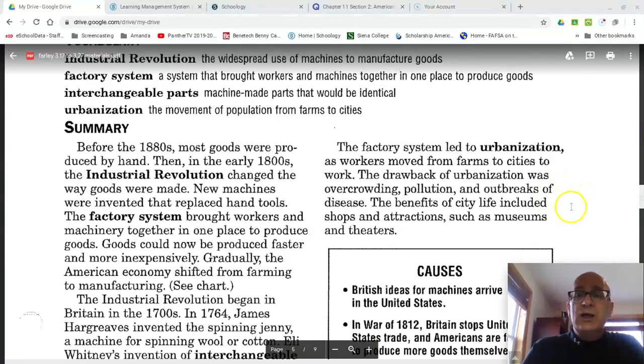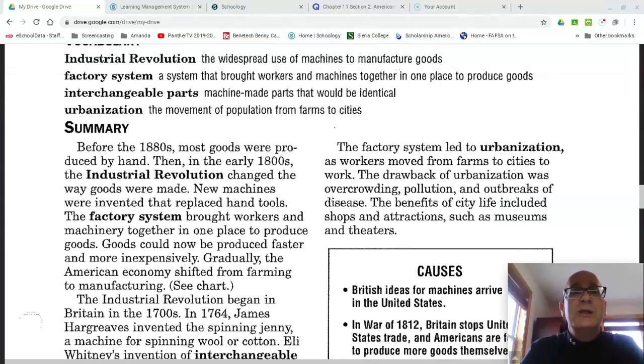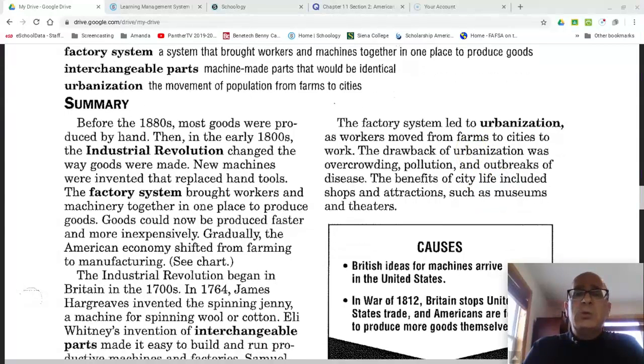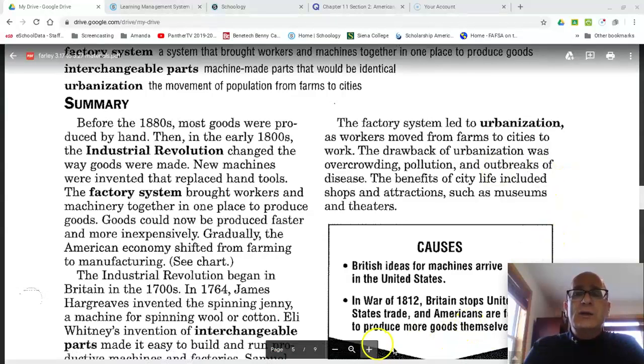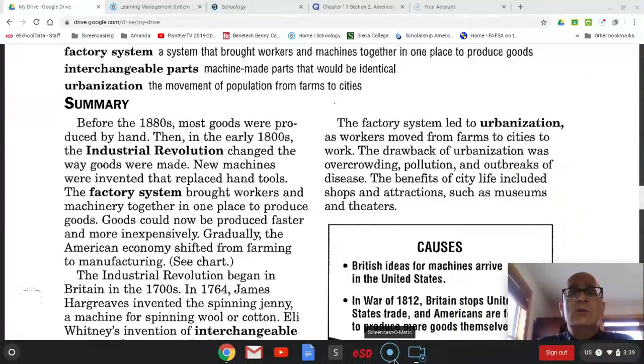And the benefits of city life, you can imagine people coming to cities for the first time in large numbers. There's going to be shops, and there's going to be attractions such as museums and theaters. So there's actually a mixed bag with urbanization. You have some definite drawbacks with overcrowding, pollution, and sickness and disease, but you also have people coming to the city for the first time where they're able to experience things that they might not have been able to experience while living in a rural part of early America. We'll talk next about the causes and the effects of the Industrial Revolution.